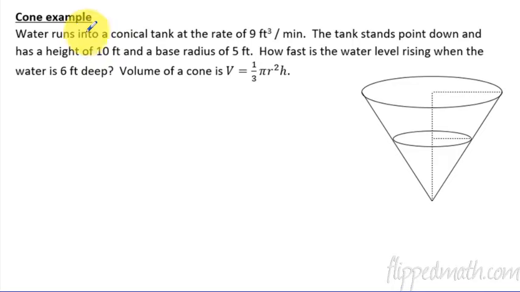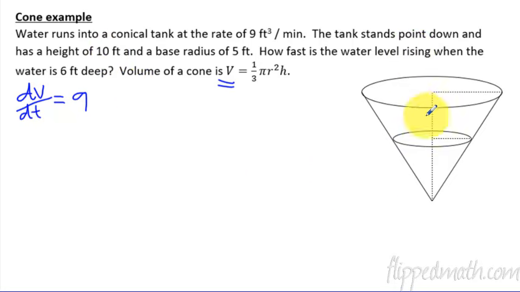First of all, water running into a conical tank. So we have this tank. Water is pouring into the thing, so we're dumping a bunch of water in. That represents volume. So you've got to know right away that this represents how much the volume is changing by. So I'm going to write down that the derivative of V, the derivative of volume with respect to time, is increasing by 9 cubic feet per minute. The tank stands point down, and has a height of 10 feet.